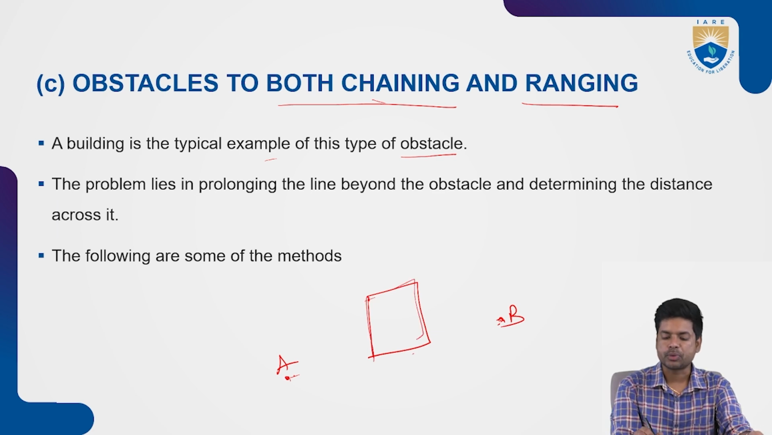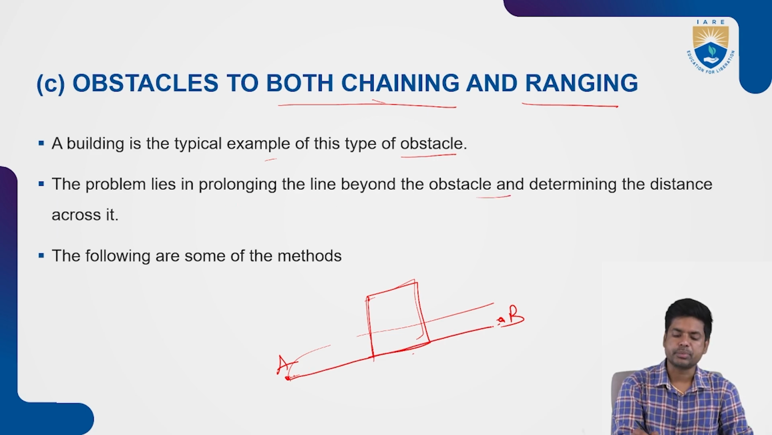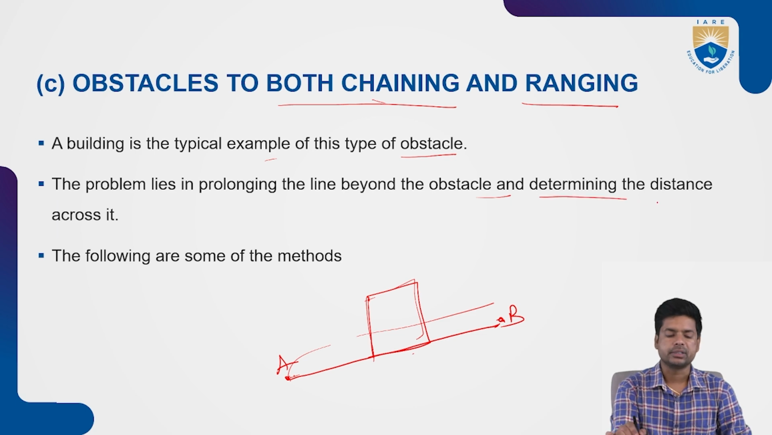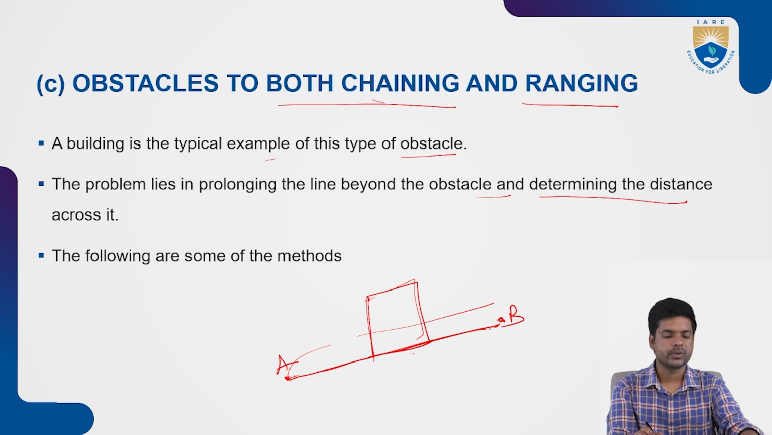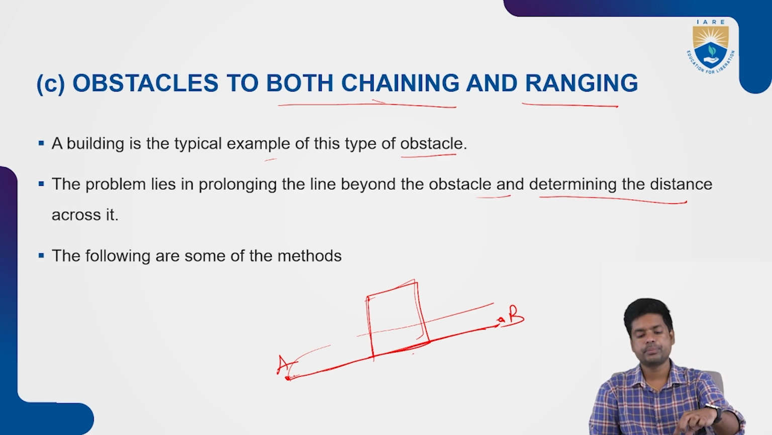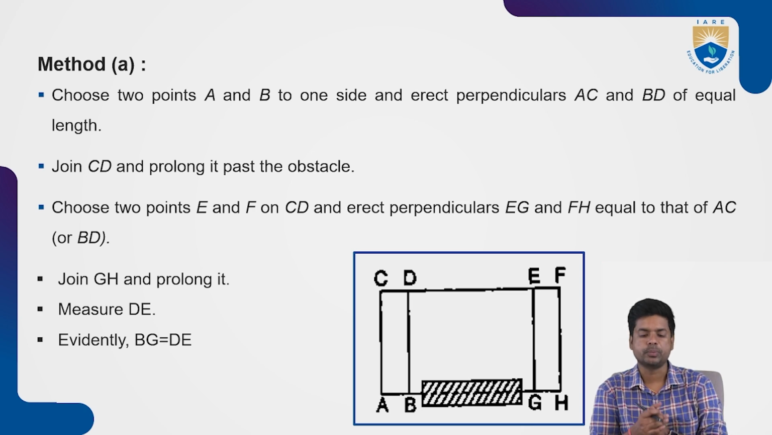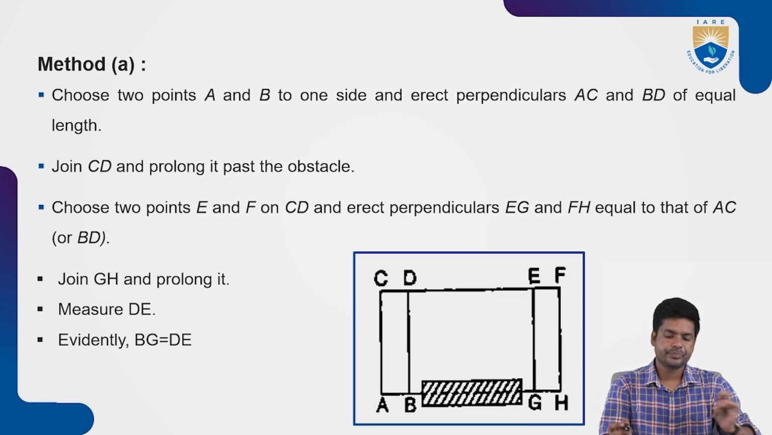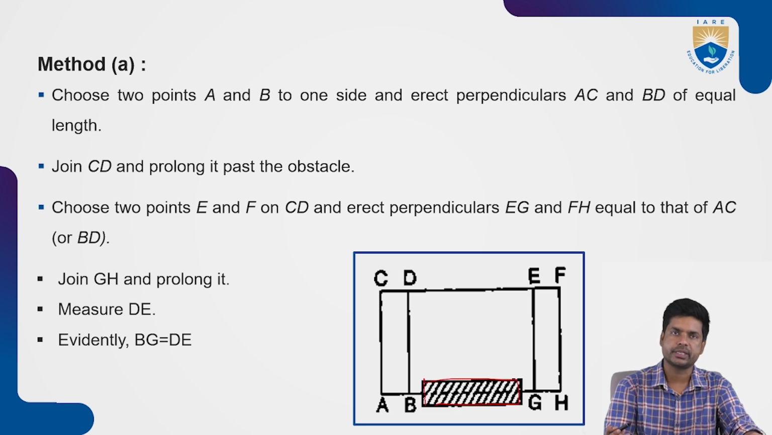If you cannot see the point B, and you cannot place the chain either, you cannot do the chaining and you cannot range it. So the problem lies in prolonging the line beyond the obstacle. You cannot draw a line beyond the obstacle, and we cannot determine the distance or cross it. If you have obstacles like this, we have some methods to measure the distances. This building is one of the obstacles where chaining and ranging is not possible.